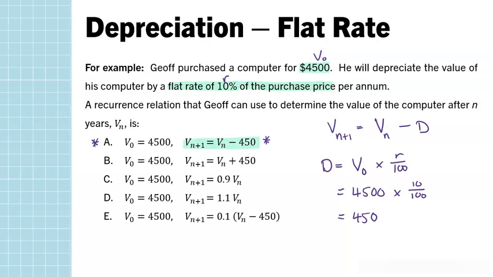All of our options had the initial term as 4,500, so that wasn't a way of eliminating. If we look at the other options, B is similar, but we are adding, so that's increasing, not depreciation. C is a geometric style. It is decreasing, but geometric. D is another geometric increasing, and E is a little bit of a combination of both.